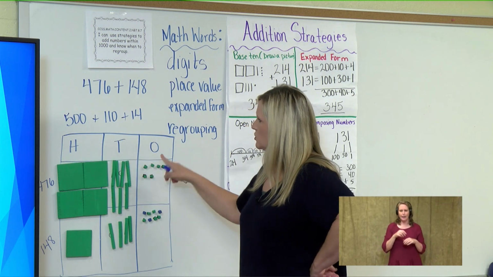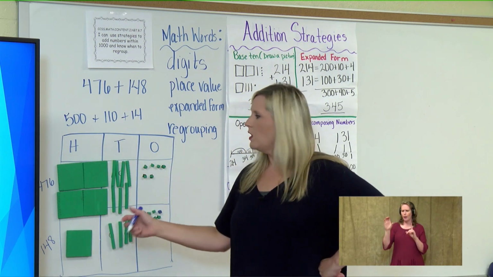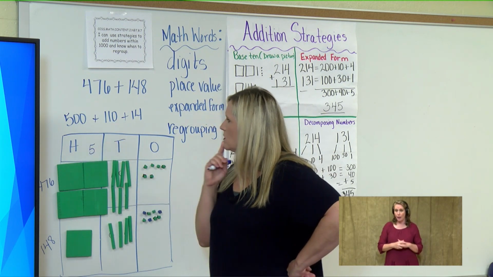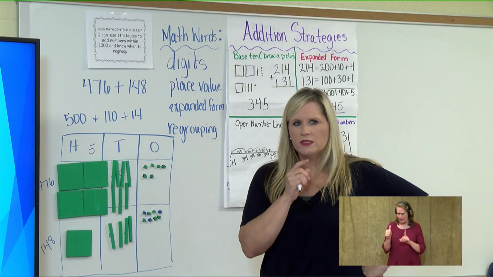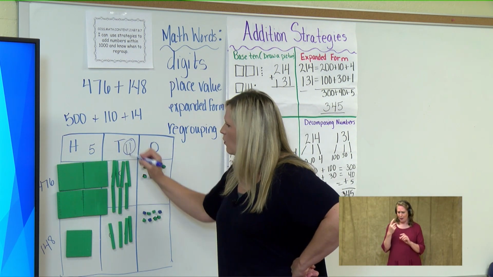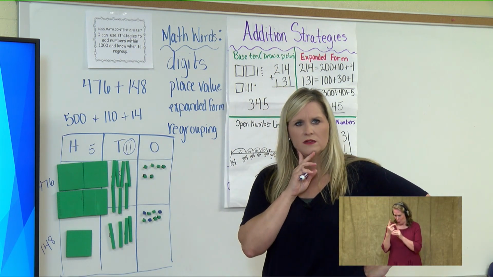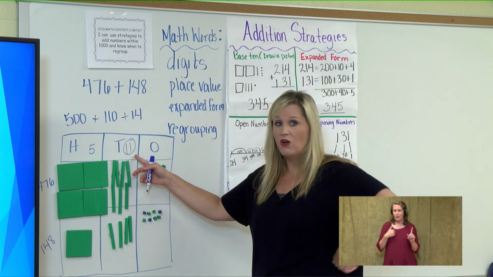So in my hundreds chart, what number would I put here for the hundreds? Well, I would put a 5. But then when I go here, I counted and there were 11 tens. Can I have 2 digits in one place value? I cannot have 2 digits in one place value, so we're going to have to talk about that.